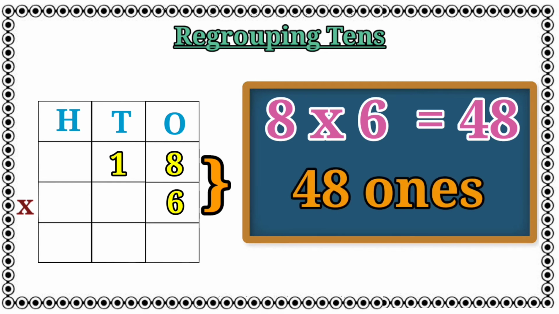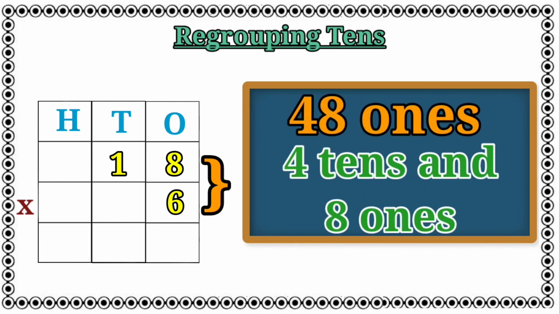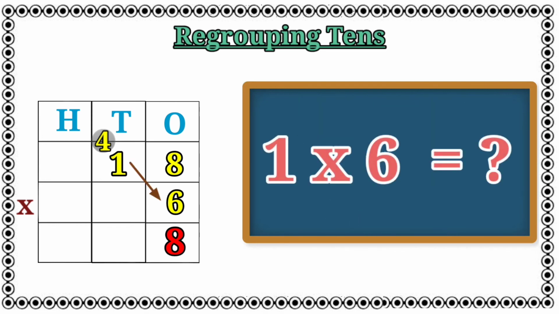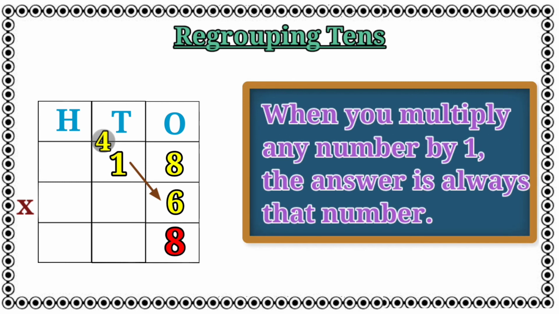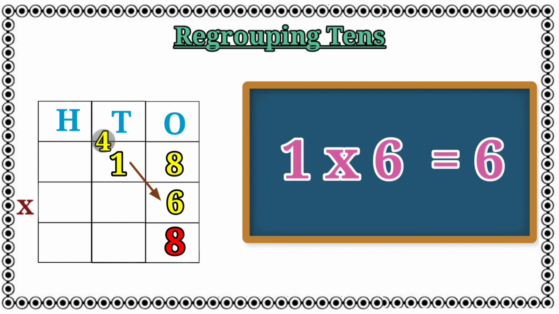We know that 48 ones is the same as 4 tens and 8 ones. Let's write the number 8 in the ones column and carry over 4 in the tens column. Then multiply the tens column. 1 into 6. We know that when you multiply any number by 1, the answer is always that number. So 1 into 6 is equal to 6.